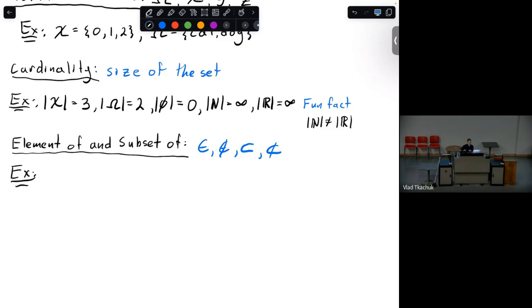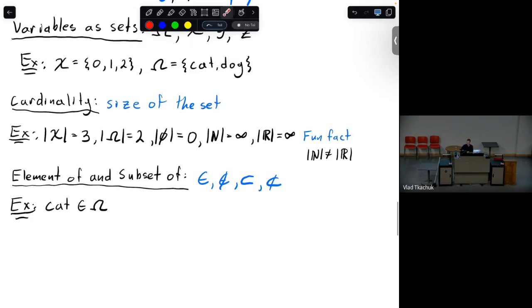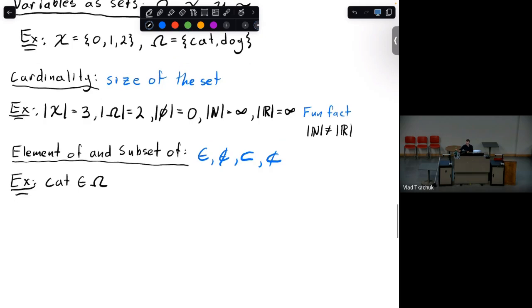Once again, all of this should seem very simple, which is that cat is an element of omega. And here I'm using this variable notation. Notice that omega is this thing, so cat is clearly in that set. Okay. The way this reads is: cat is an element of omega.